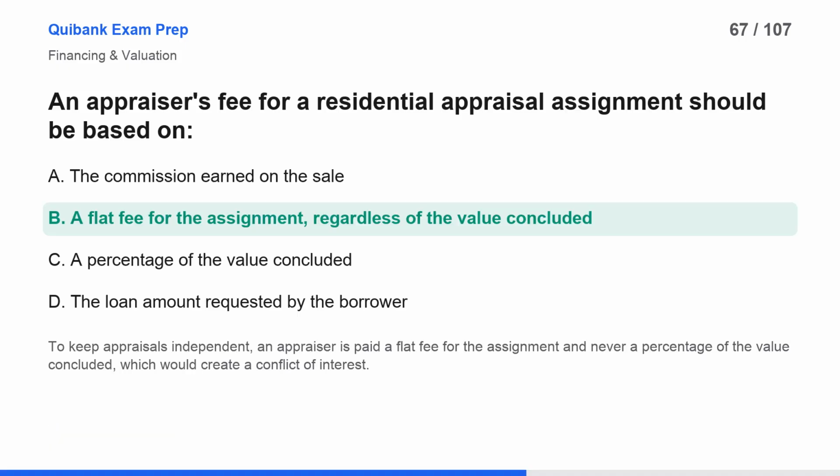The answer is B. A flat fee for the assignment, regardless of the value concluded. To keep appraisals independent, an appraiser is paid a flat fee for the assignment and never a percentage of the value concluded, which would create a conflict of interest.